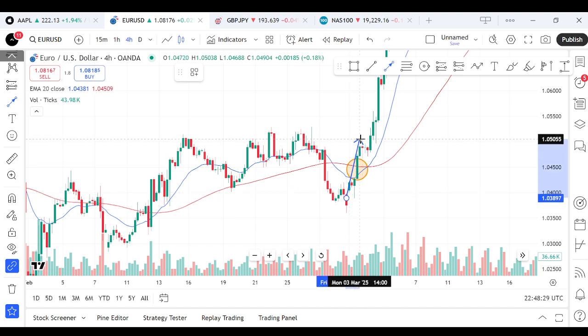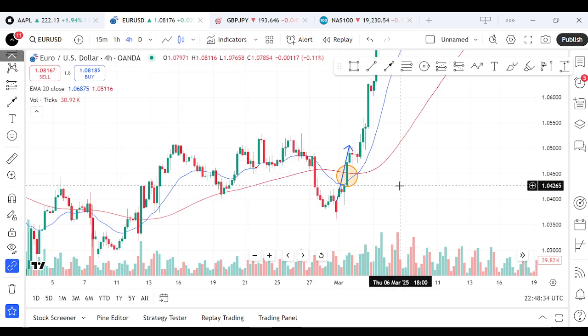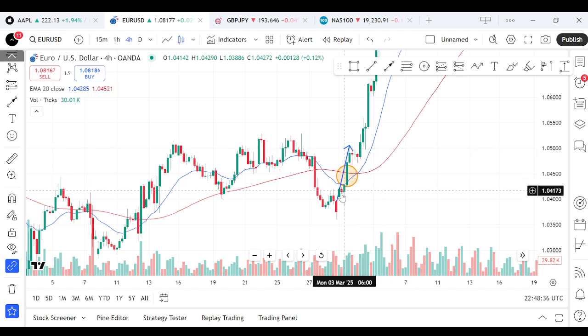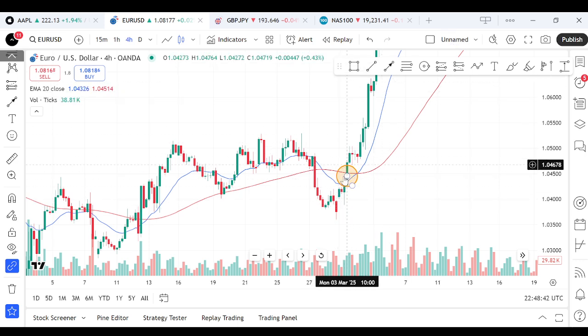This is the breakout. So that's what we call the EMA breakout. This is the EMA breakout strategy we're talking about. And price breaking from below to above signals the EMA breakout. So we should be looking for ways to enter this market.